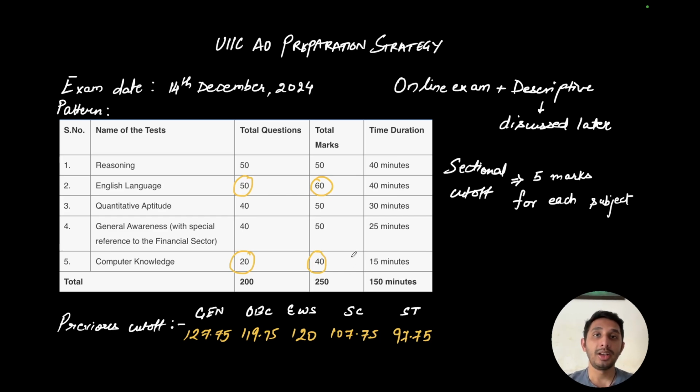So the pattern has been changed. The previous pattern was different, and this time the pattern has been changed. It is a bit different. So I have circled it. Computer knowledge has been increased to 40 marks. Previously, it was asked for 20 marks. Now it has been increased to 40 marks.